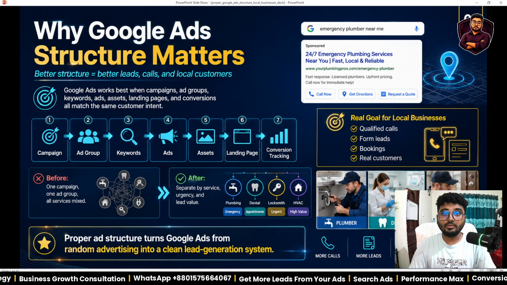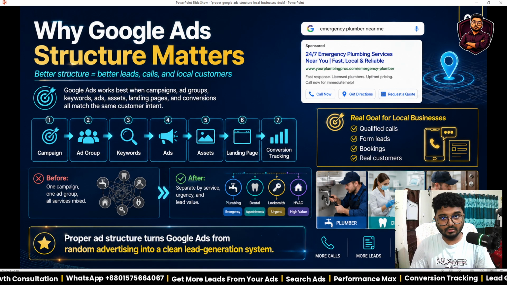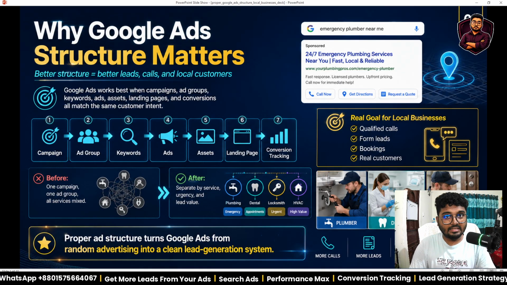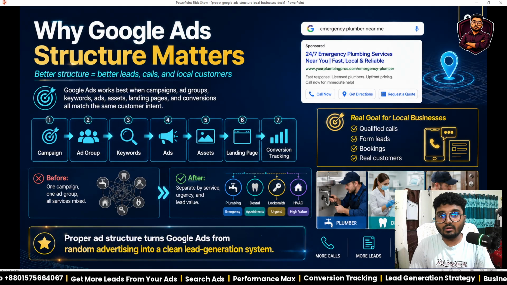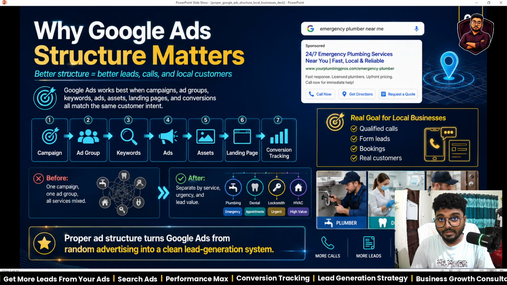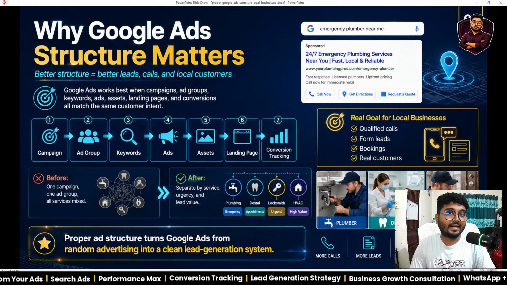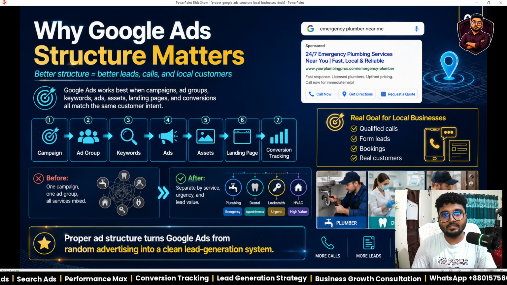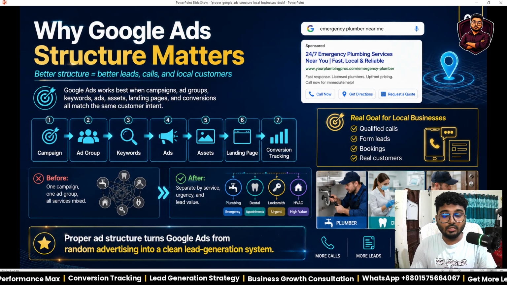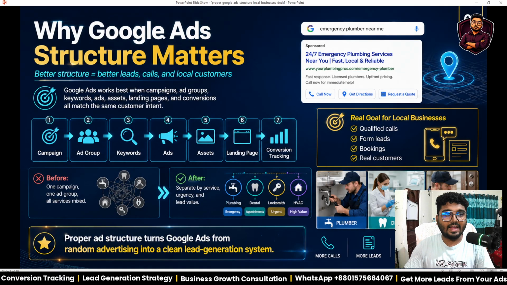I know most of your businesses, I mean local businesses, are running Google Ads, but I don't know if you notice that you are getting lots of impressions, lots of clicks, but not enough leads or calls you expected, right? There are a lot of reasons behind this, but one of the important reasons is your bad account structure. So here I just prepared some real life example slides for you so that you can understand this perfectly. So first of all, why Google ad structure matters.